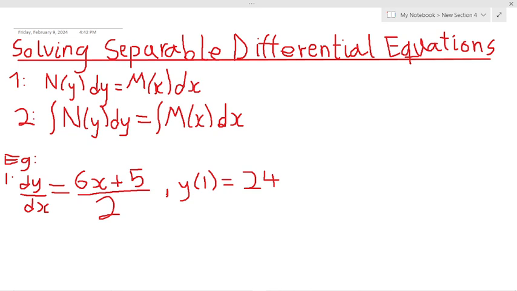Now, there are various forms of solving differential equations, of which we'll be doing all of them as time goes on. But for today, we want to tackle the separable method.